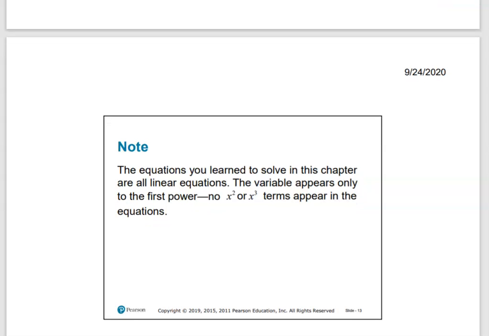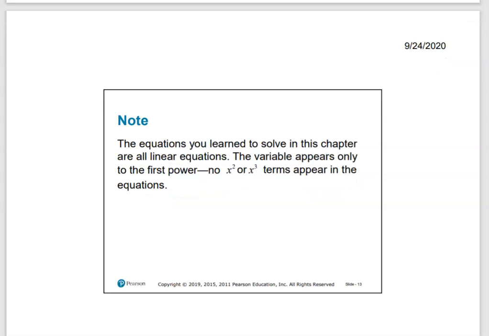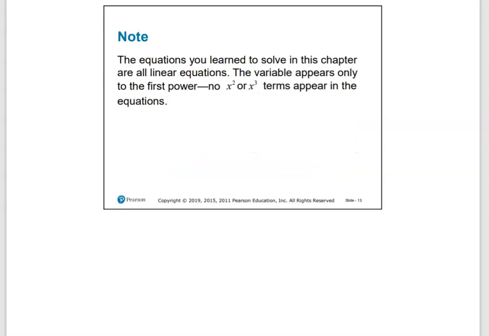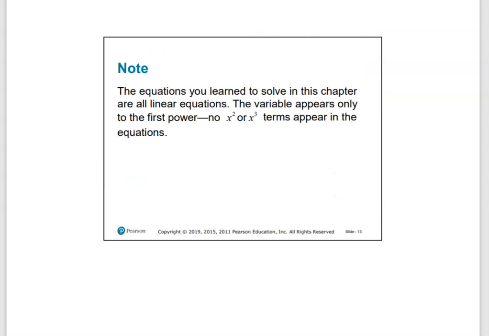The equations you learn to solve in this chapter are all linear equations. The variable appears only to the first power. We don't have any x squareds or x cubes, x to the third power. Terms appear in the equation. So we're really dealing only with linear equations in this section.